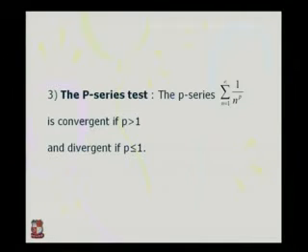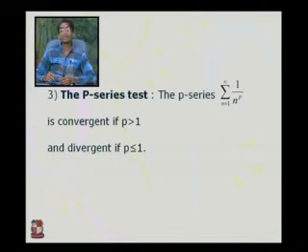The P series test: sigma n equals 1 to infinity of 1 upon n raised to p is convergent if p is greater than 1, and this series, sigma 1 upon n raised to p, is divergent if p is less than or equal to 1. So we just need to find the value of p if the given series is in this format, sigma 1 upon n raised to something. Then if p is greater than 1, the given series is convergent, otherwise it is divergent.